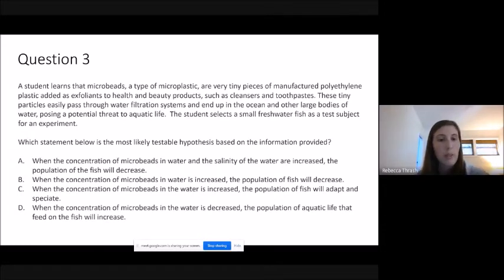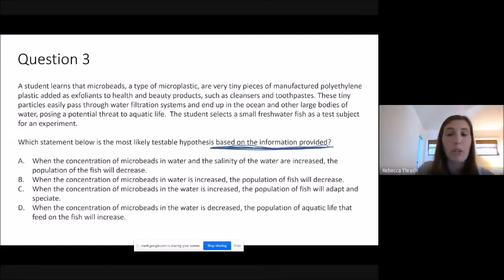Which statement below is the most likely testable hypothesis based on the information provided? So this is a really important thing to consider before answering: based on the information provided. That means that these answer choices are all going to be testable hypotheses, but only one is going to really be relevant to the information that they've provided you.